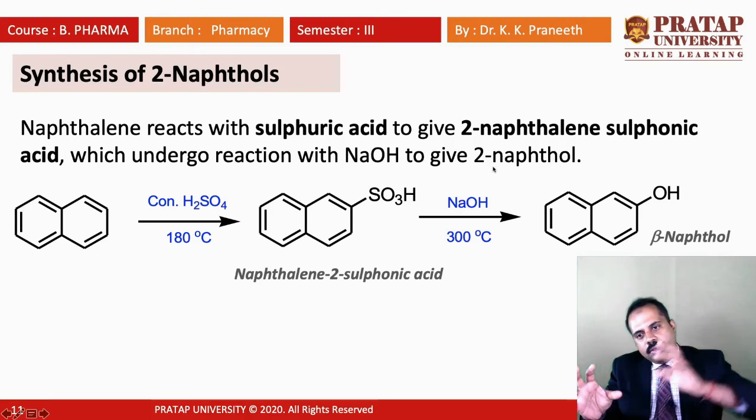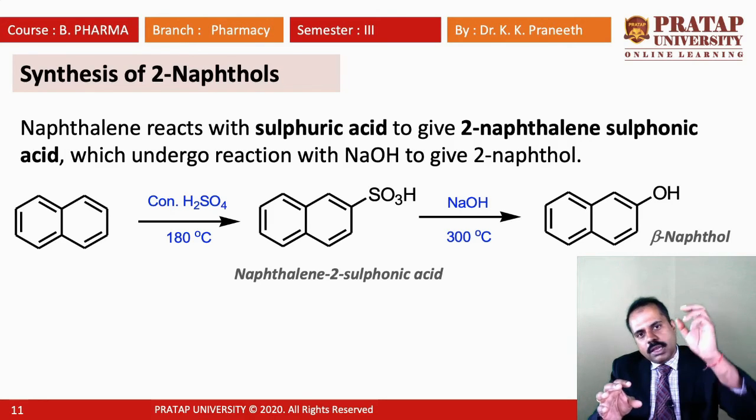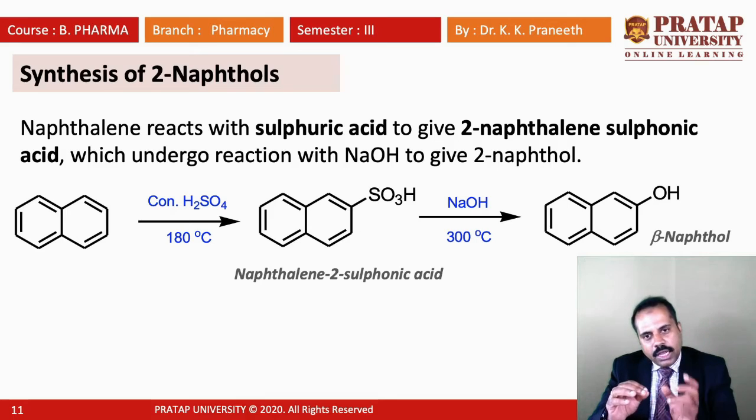You take the naphthalene and add sulfuric acid at high temperature, because high temperature is needed. Normally the SO3H prefers to go to this position, but if you heat it, it is driven to go to this position, the second position, and then finally you can add the base to get the product. So, this is how we can prepare 1 and 2 naphthol starting from naphthalene.